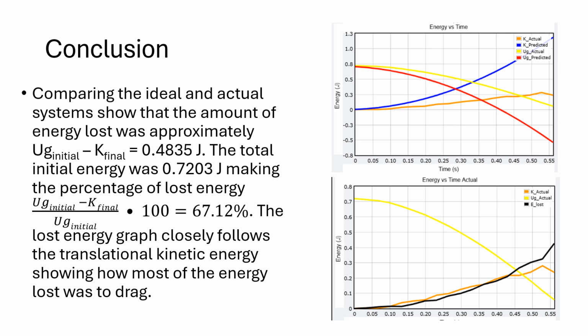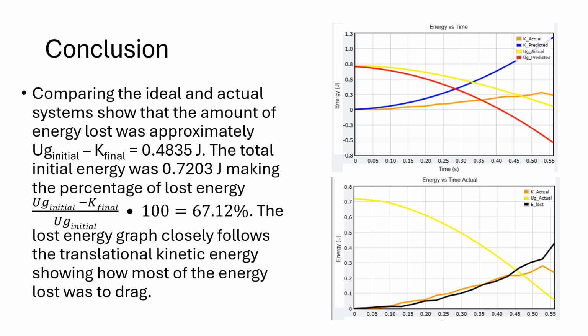lost was approximately 0.4835 joules, which was found by subtracting the final kinetic energy from the initial potential energy. The total initial energy was, like I said, 0.72 joules, and that means that there's 67.12% of the energy lost to outside forces.